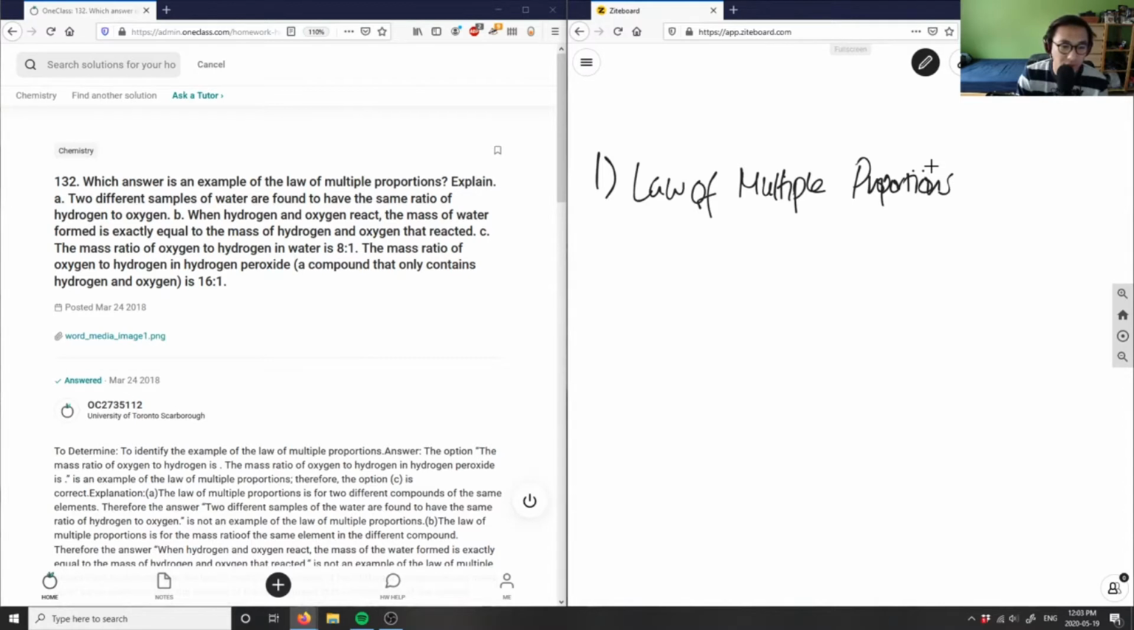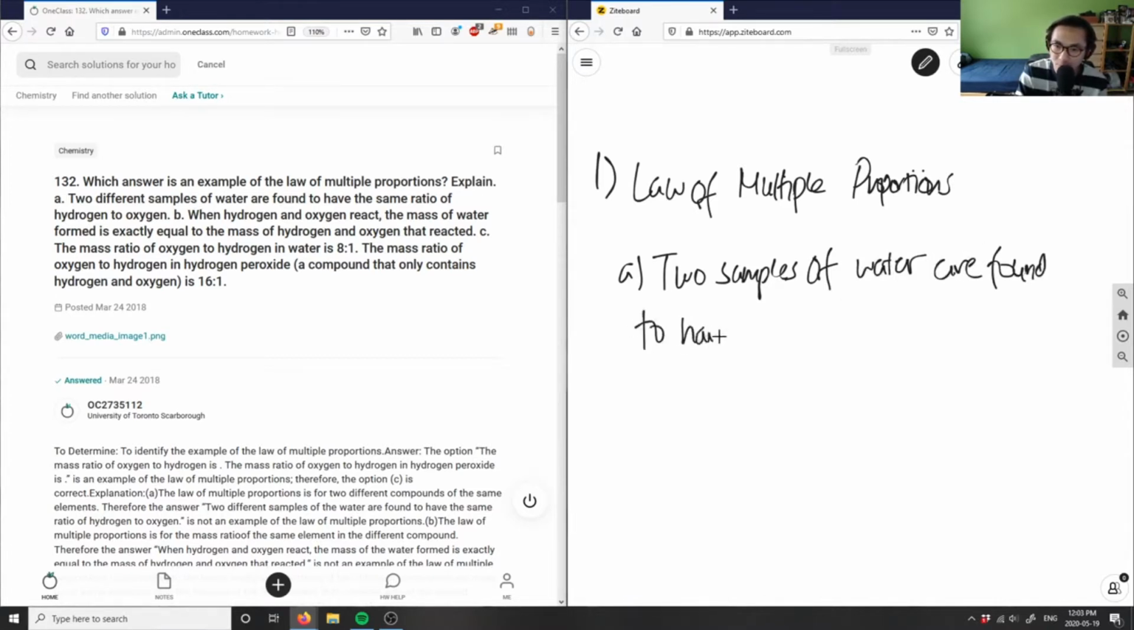And then what we have here is, so A is asking us, two different samples of water are found to have the same ratio of hydrogen and oxygen. So let me write this down. Two samples of water are found to have the same ratio of, say, H and O, instead of writing the full names here. So H and O here.